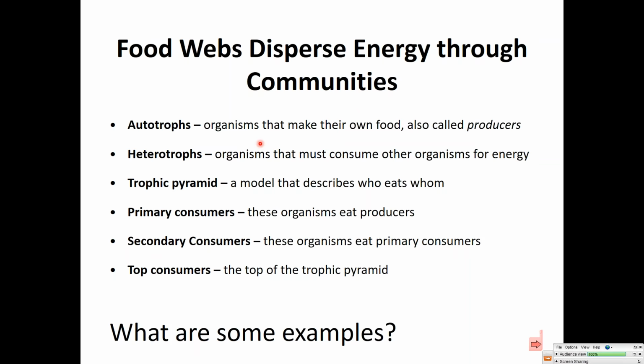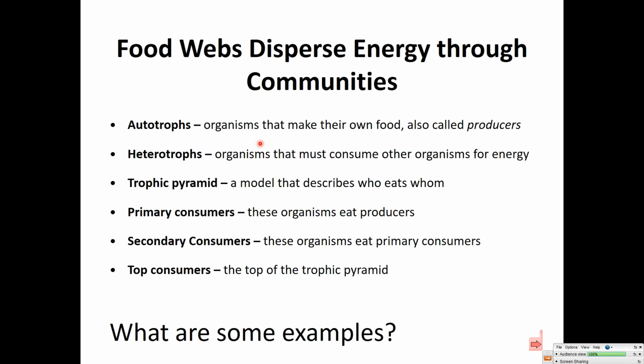We're top consumers. What eats humans? Nothing really, right? We're the top consumers. And in the ocean, say like a sperm whale, right? A sperm whale, nothing really eats a sperm whale. It's a top consumer. An orca, a killer whale, nothing really eats a killer whale. It's a top consumer. A great white shark, nothing really eats a great white shark. It's a top consumer, right?